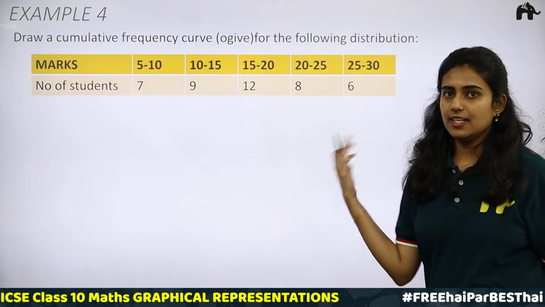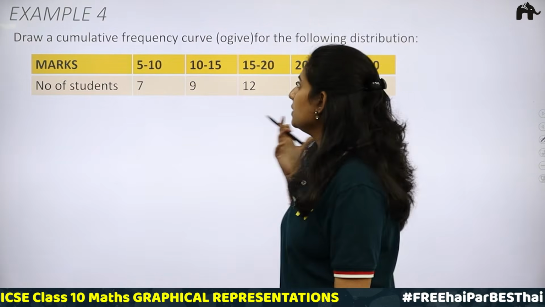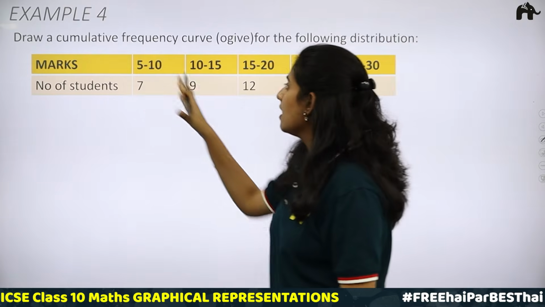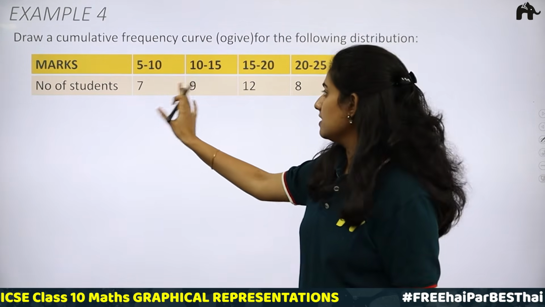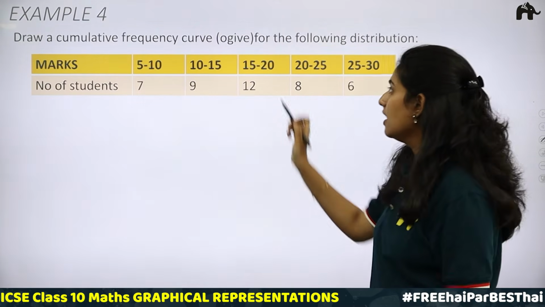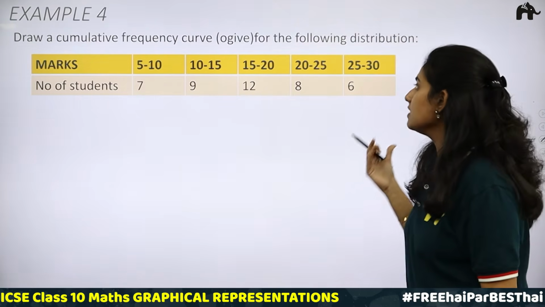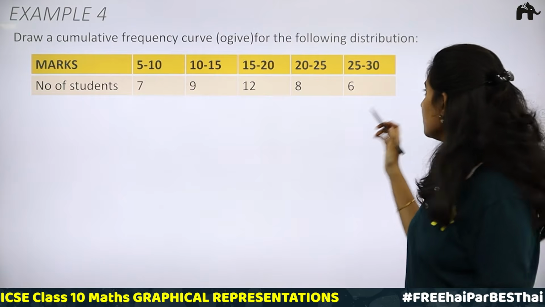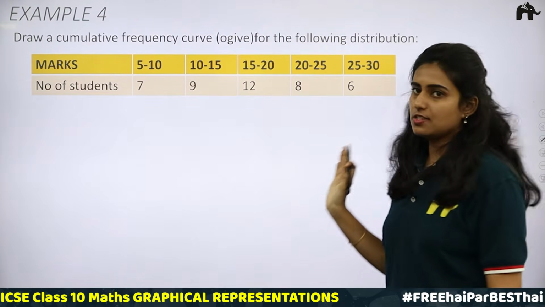Okay, let us take an example. Example 4: draw a cumulative frequency curve for the following distribution. Marks and number of students are given. From 5 to 10, the number of students is 7. 10 to 15, 9 students. 15 to 20, 12 students. 20 to 25, 8 students. 25 to 30, 6 students.